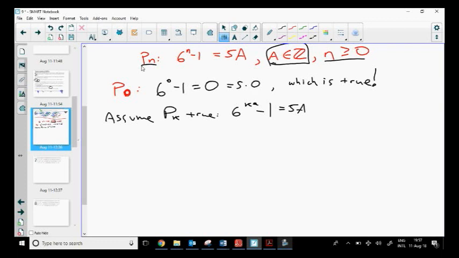So anyway, I'm assuming now that this is true. I'm just gonna erase that because it's bothering me. So 6 to the power of k minus 1 is equal to 5a. It's true for whatever this number k is. So let's see what happens when we look at k plus 1. What I want to show is that 6 to the k plus 1 minus 1 is also equal to 5a. And somehow I want to get from here to there. Let's see how we can do this.